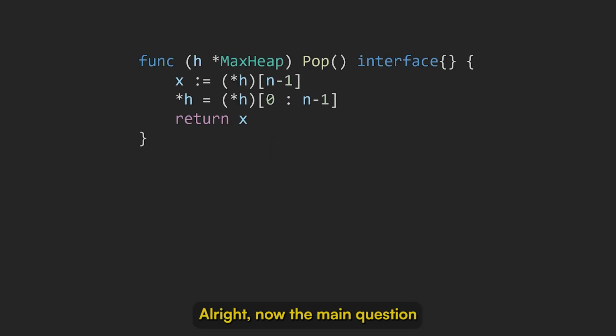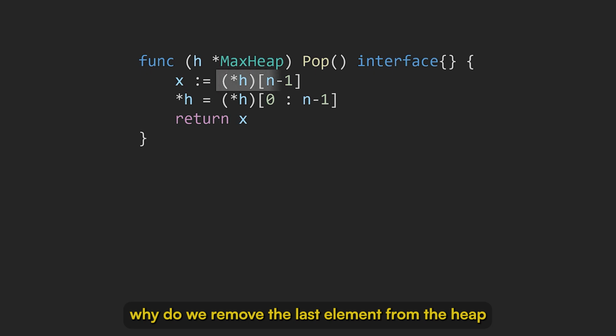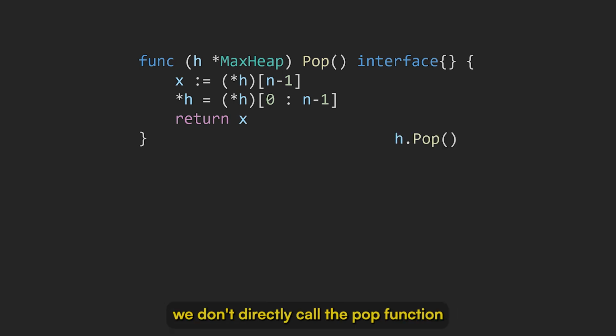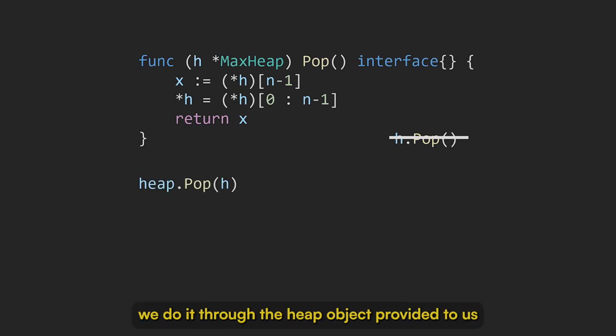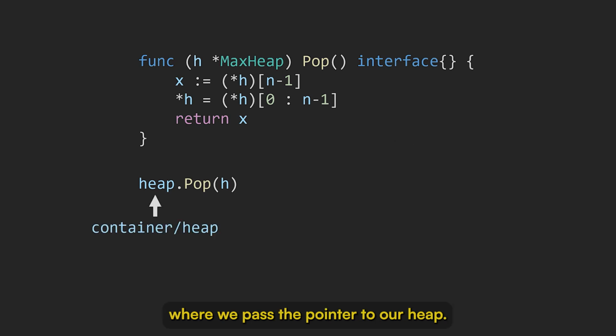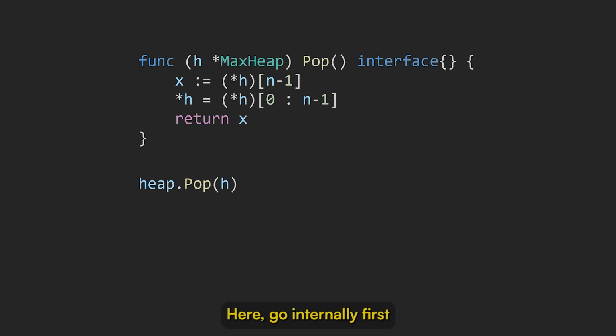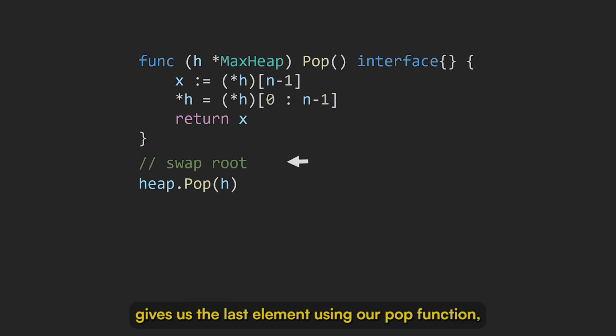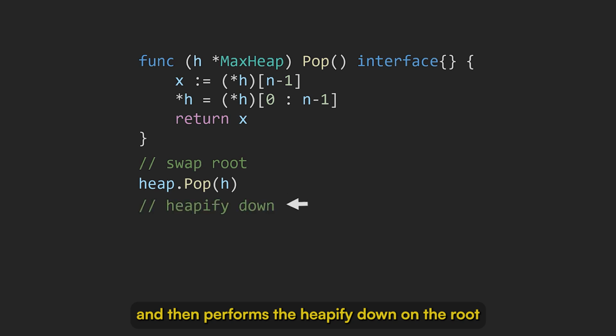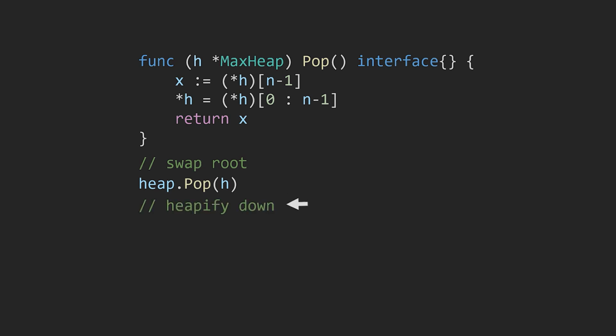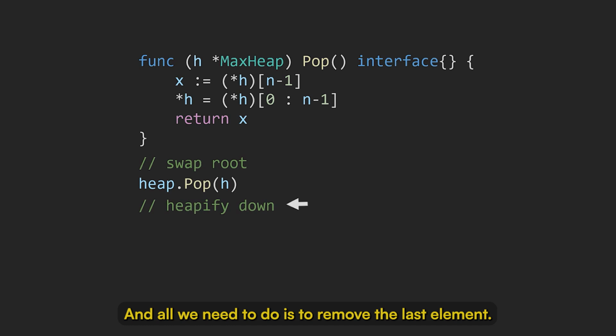Alright, now the main question. Why do we remove the last element from the heap when popping is nothing but taking the first element and returning it? Well, that's because when we call the pop function, we don't directly call the pop function on our definition of the heap. We do it through the heap object provided to us by the container/heap package like this, where we pass the pointer to our heap. Here, Go internally first swaps the root with the last element, gives us the last element using our pop function, and then performs the heapify down on the root to restore the heap property. And all we need to do is to remove the last element.